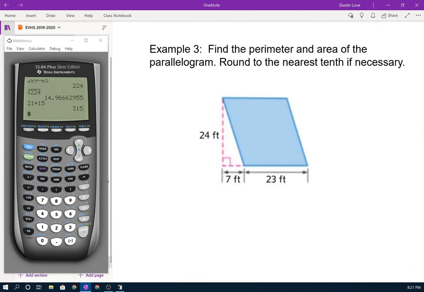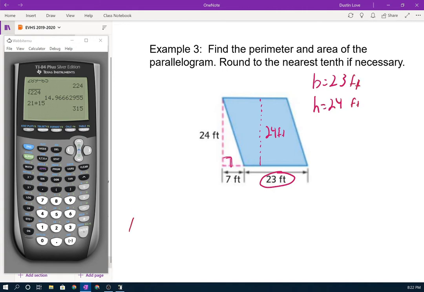All right, let's find the perimeter and area of this parallelogram. Now this one's a tiny bit different. So I can look at this and see that my base is going to be 23. Now this line on the outside is drawn out there. It's still at a right angle to the base. So this 24, even though it's drawn on the outside, I could put it right here. That's still going to be 24 feet. The height here is 24.